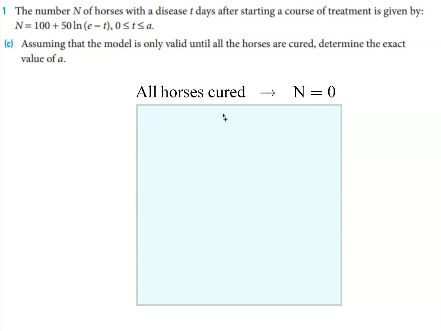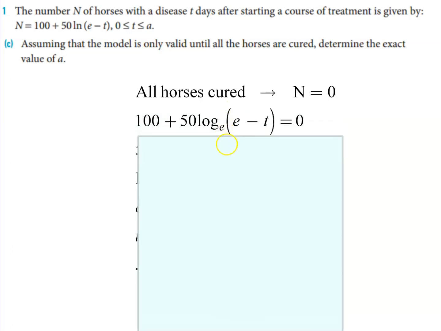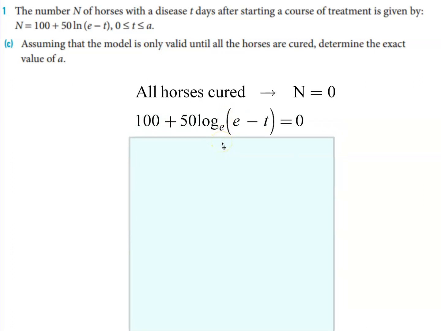So effectively, the way question C is worded, we're going to find the value of A when we don't have any more horses to cure. So we've put 0 in place of n and solved the equation. If you want to try that on your own right now, you can stop the video and see if you can finish it from here.